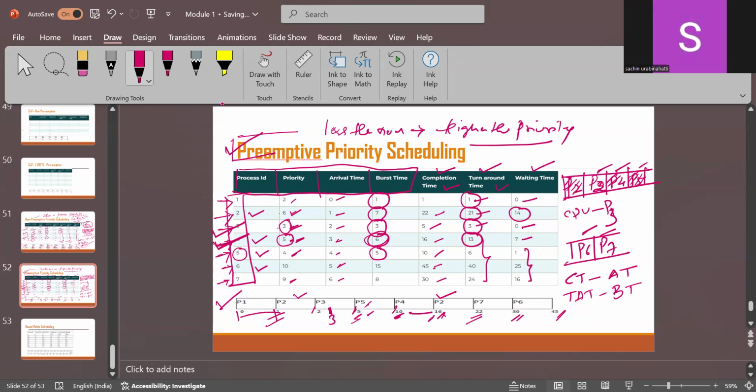If I want to calculate the average turnaround time and average waiting time, please sum all these turnaround times and divide by the number of processes, that is 7. And for the average waiting time, sum all the waiting times and divide again by 7. You will get the average turnaround time and average waiting time. Okay, so I hope you have understood it.